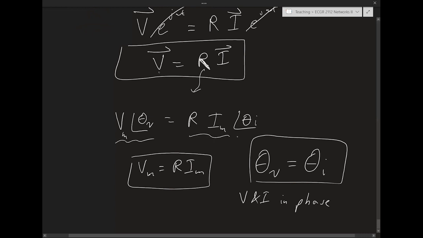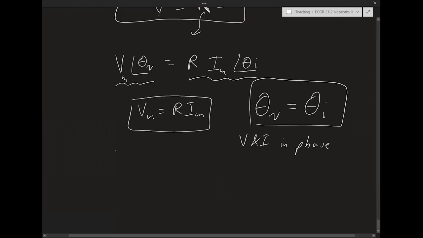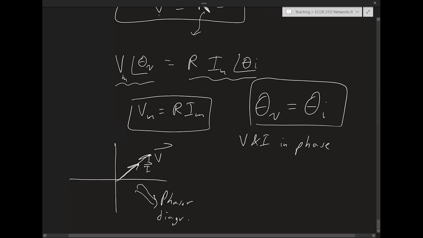They should be in phase from this equation, right? I'm equating this side to this side, so those two complex numbers should be equal. This could only happen if the phase of V equals the phase of I. So if we draw it on the complex plane, let's say this is the arrow to the complex number representing V, and this is the arrow to the complex number representing I, they would be in phase. This kind of diagram, by the way, is called the phasor diagram, where we draw the arrows representing the signals in phasor form.